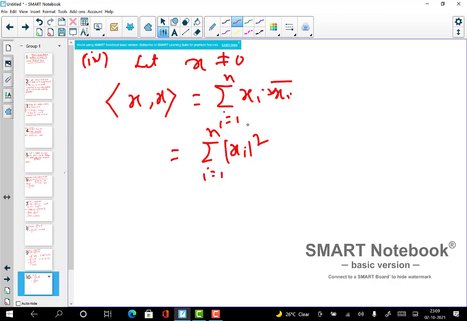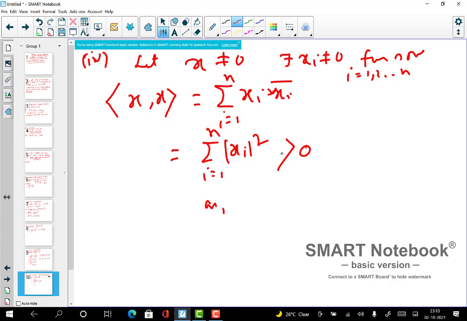Now you see that non-zero means what? That means there exists some xi which is not equal to 0, right? At least one xi will be non-zero for some i equal to 1 to n. Otherwise, if all the coordinates are 0, then x has to be 0, right? So x is not a zero vector means one coordinate will be non-zero. And now this quantity can be only 0 or positive, it cannot be negative, right? But because there exists an xi which is non-zero, this is always positive, right?